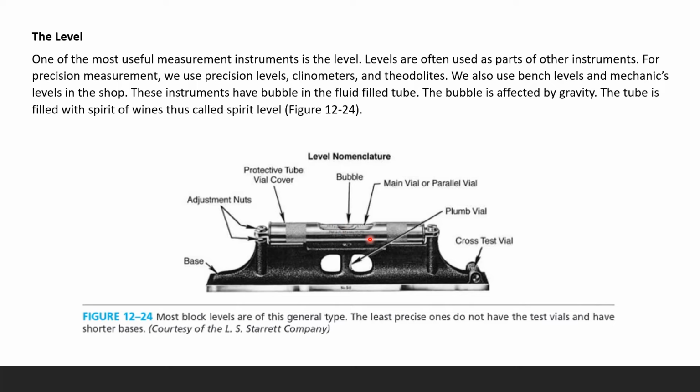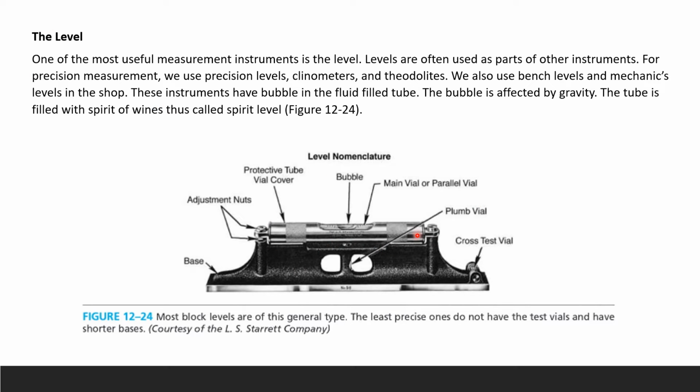These instruments have a little bubble right here in a fluid-filled tube. The bubble is affected by gravity. We always have gravity pulling to the core of the earth, so it is subjected to all objects and people all over the planet. The tube is filled with spirit of wine, so we sometimes call the level the spirit level.